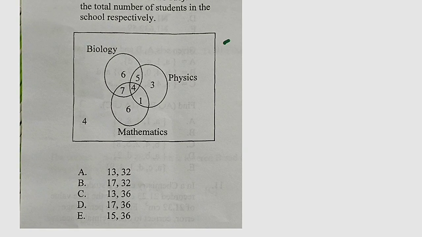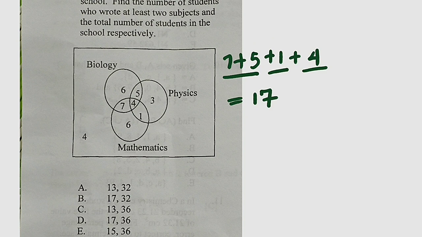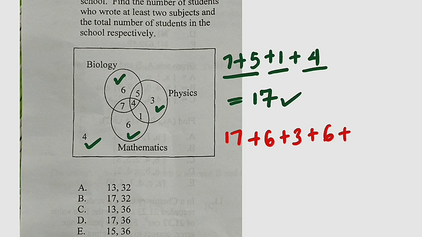So we have 7 plus 5 plus 1 plus 4. 7 plus 5 is 12, plus 1 is 13, plus 4 is 17. So we have 17 students that wrote at least 2 subjects. But we are also asked to find the total number of students in the school. Already we have 17, therefore we are going to include 6, we are going to include 3, 6, and 4. So let's add them together. Already we have this one. So we have 17 plus 6 plus 3 plus another 6, and then plus 4.